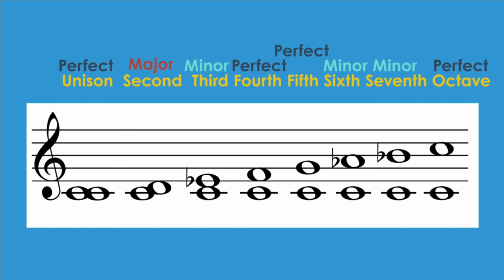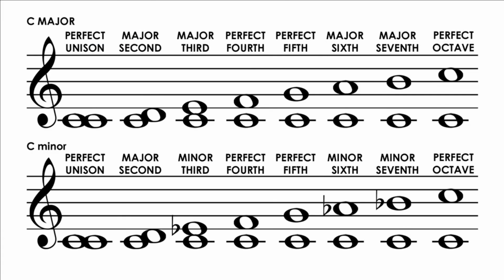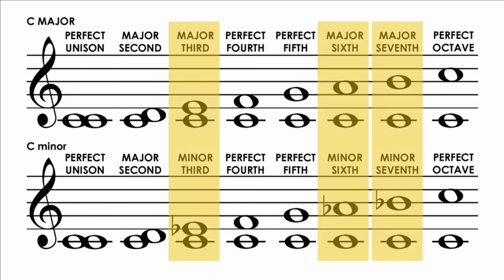So we have a perfect unison, a major second, a minor third, a perfect fourth, a perfect fifth, a minor sixth, a minor seventh, and a perfect octave. These intervals will be the same in any natural minor scale. If we compare the intervals of the major and minor scales, we can see that the third, sixth, and seventh are the only intervals that change type from major to minor. The rest of the intervals stay the same.